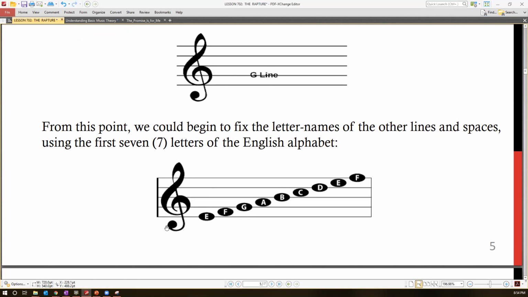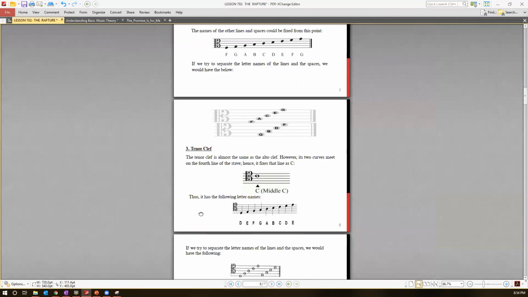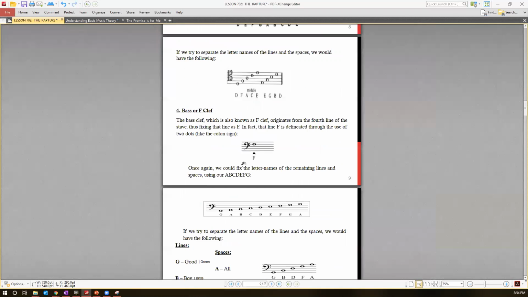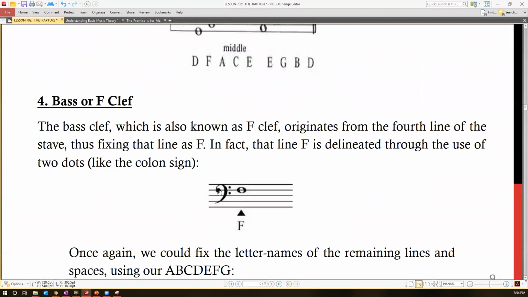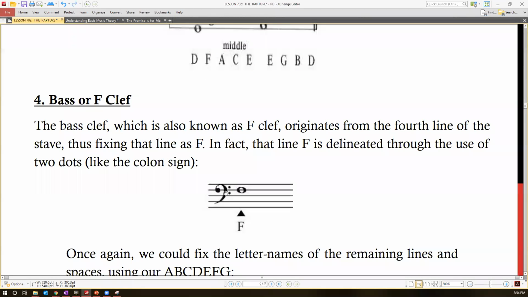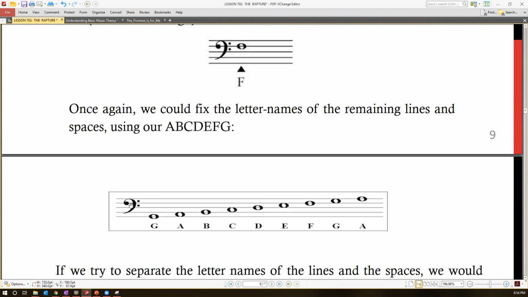Then we have a bass clef. The bass clef is also known as the F clef, meaning the line it wraps around, we call that line F. It holds the letter F. And the same thing: we run the alphabets all the way through.